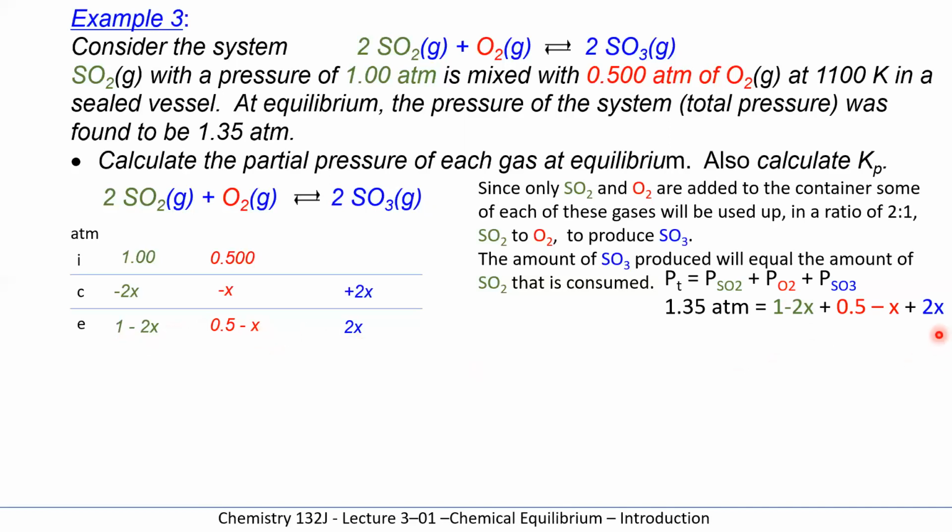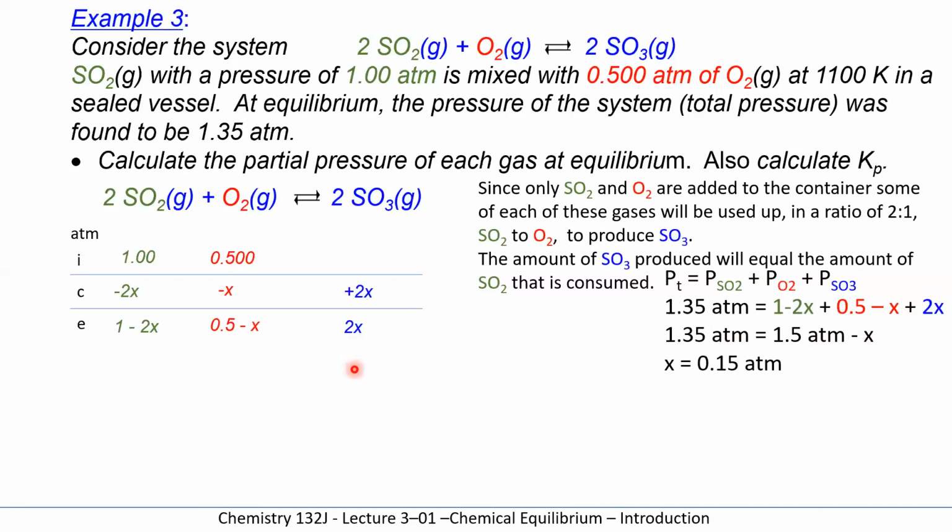So when we group our x terms together, minus 2x and 2x add up to 0, we're going to be left with minus x on the right. And when we group 1 and plus 0.5, we're going to have 1.5 atmospheres minus x on the right, 1.35 atmospheres total. So now we're going to simply add x to both sides and subtract 1.35 atmospheres from both sides and end up with x equals 0.15 atmospheres. Now, we're not done yet. That simply tells us what x is.